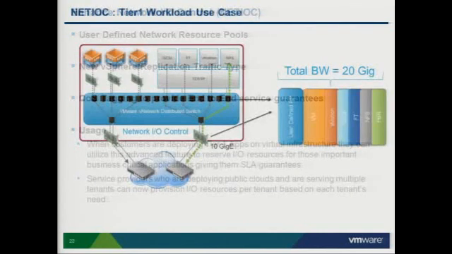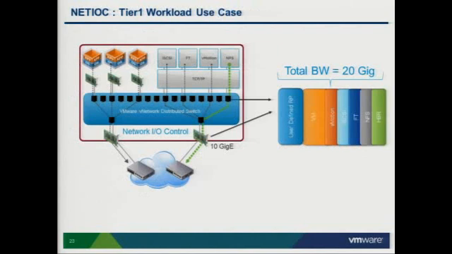Here is just a diagram to explain the tier 1 workload use case. As you see in this diagram, there is a host which has 2 10 gig interfaces. On the right, you see that a total of 20 gig bandwidth is available. And that 20 gig bandwidth is shared between the infrastructure traffic types, which are VM, vMotion, iSCSI, and so on.